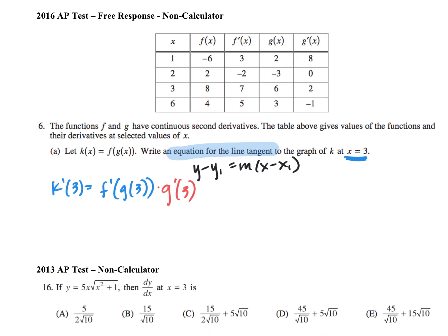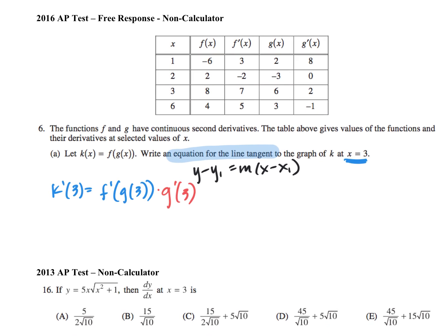And I'm like, okay, I've got a table, and they give us an excessive amount of values. What do we need first? g of 3. You got it. Very good. We need g of 3. What do we got for g of 3? 6. Cool. So what I'm going to write is, all right, then I need f prime of 6, and we also need to multiply that by g prime of 3. We could go get that now if we wanted. What's g prime of 3? 2. g prime of 3 is 2.